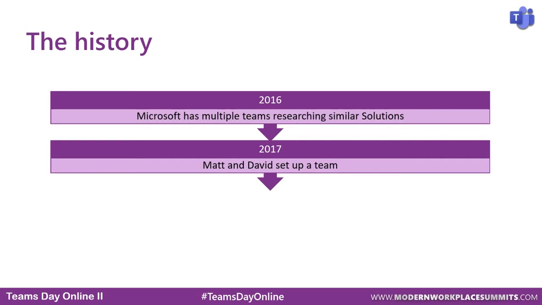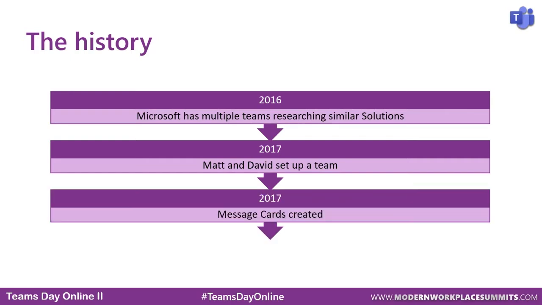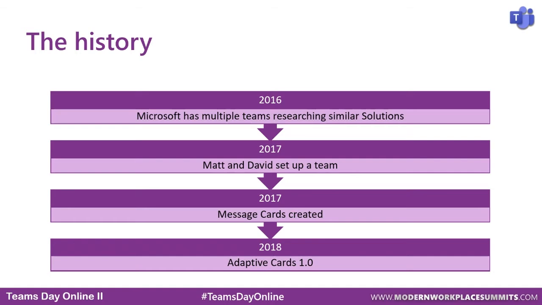And so in 2017, Matt Hidinger and David Clough set up the team, whose only focus was to create this unified technology. Later that year, they came up with the first idea of message cards, which were built directly on top of actionable messages that the Exchange team was working on. Why, just in a second. And then the next year, they announced the final release of version 1.0 of adaptive cards.